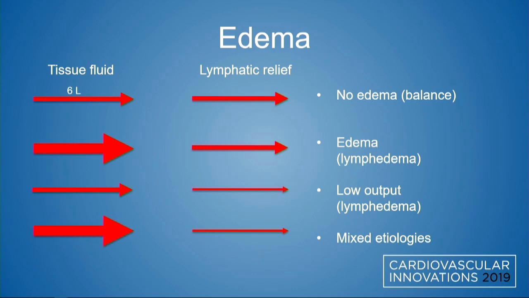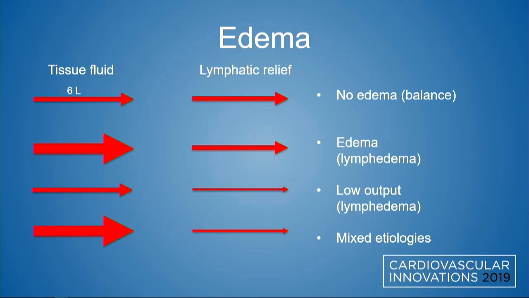On the other side is the ability to clear the tissue and the ability to clear what normal tissue fluid we make. So every day we're going to make about 6 liters of tissue fluid, and we have to have adequate lymphatic relief to clear that fluid. If we bring in 6 liters and we put out 6 liters, everything remains in balance. If we have a high input, so we have increased central venous pressures, or we have a protein or a fluid state that increases our tissue fluid, but we have normal lymphatics, we will still have lower extremity swelling because we haven't cleared that fluid.